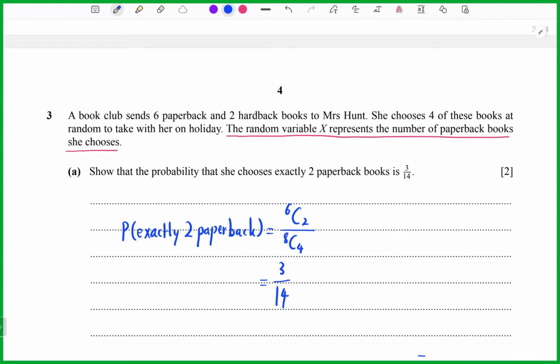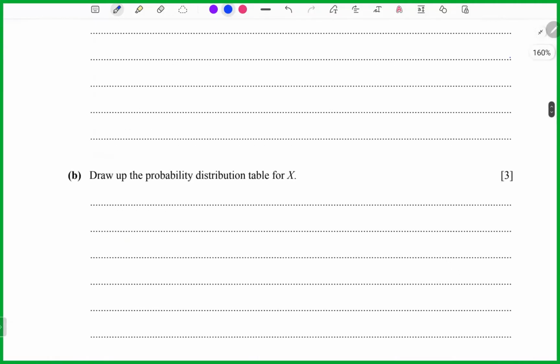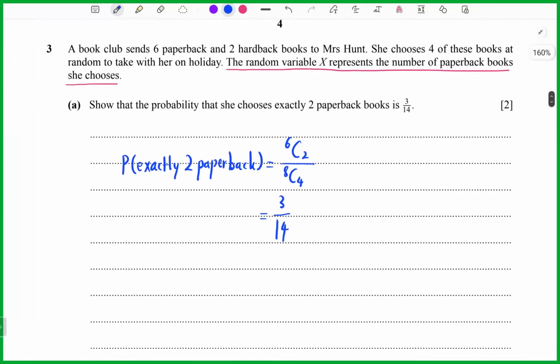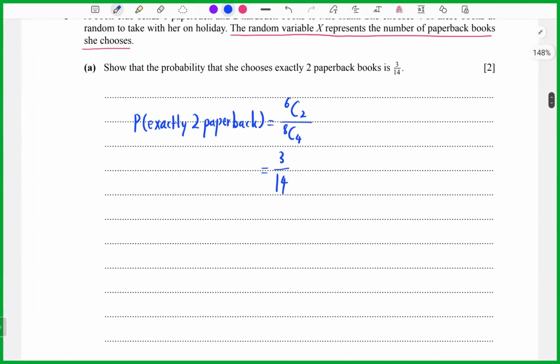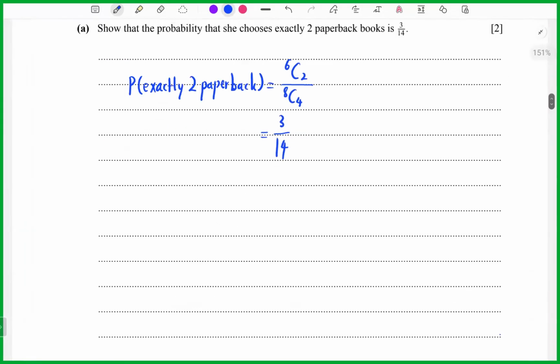Okay, now we already solved that. Now we look at the next part. Question B: draw up the probability distribution table for X. So now we need to draw it. Let's see how we need to draw this. We look at the second sentence, because X represents the number of paperback books she chose.